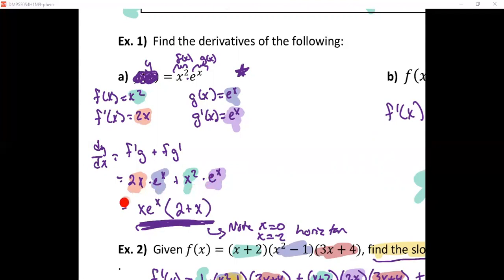Then, like we do anytime we take the derivative, we always factor it. So what can we take out of both of these? I see an x that's a part of both. I see an e to the x that's a part of both. Factor those out and I have this expression. Why do I care?